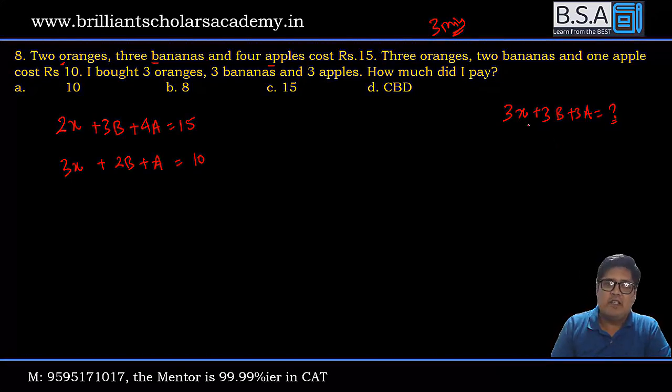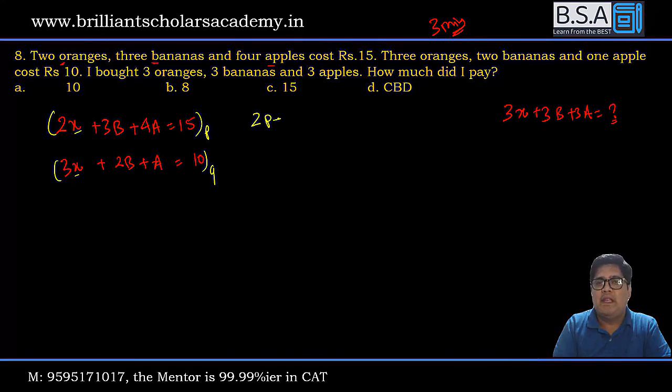How do we solve such questions? We bring in a new variable as a coefficient. I'm multiplying the entire equation with P and this equation with Q. So earlier oranges were 2, now oranges become 2P. Oranges were 3, oranges become 3Q. So 2P plus 3Q. I want finally 3 oranges.